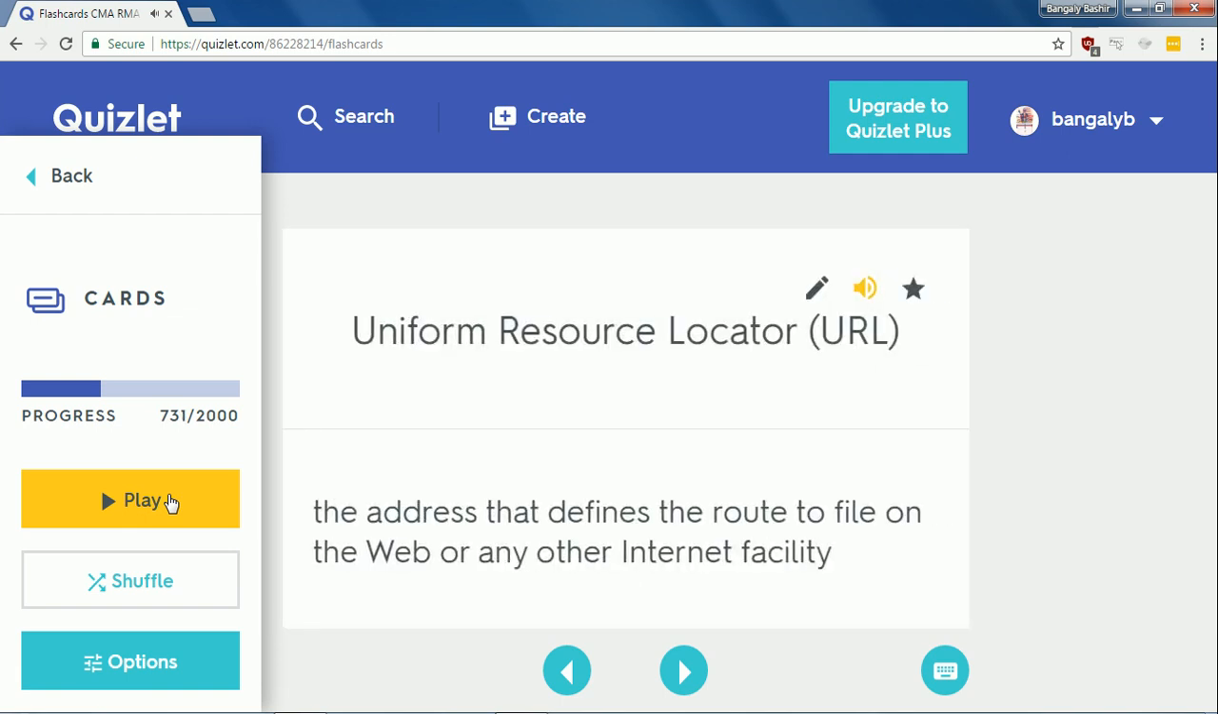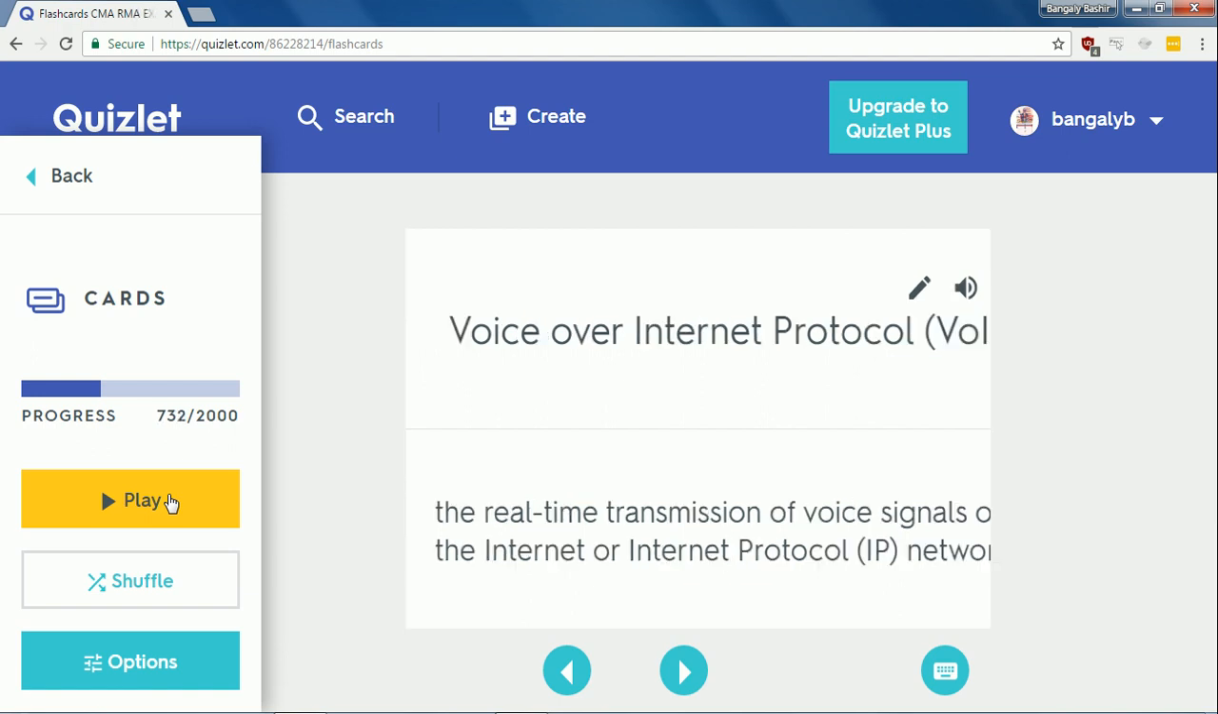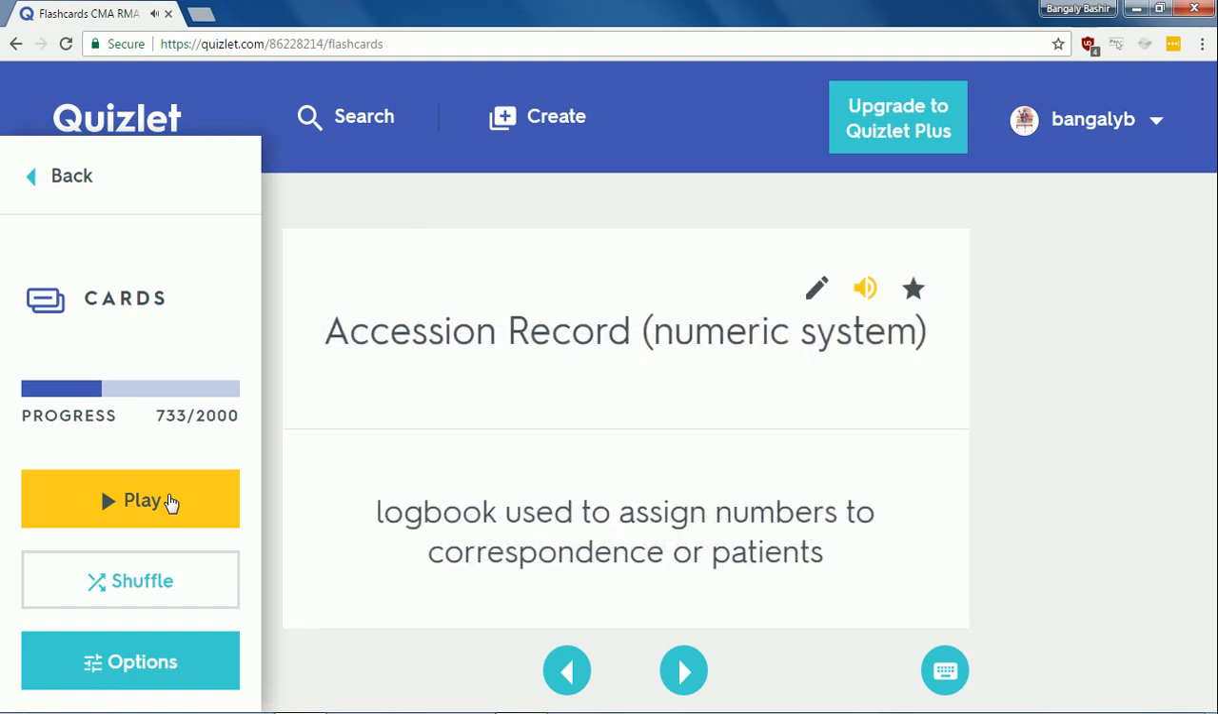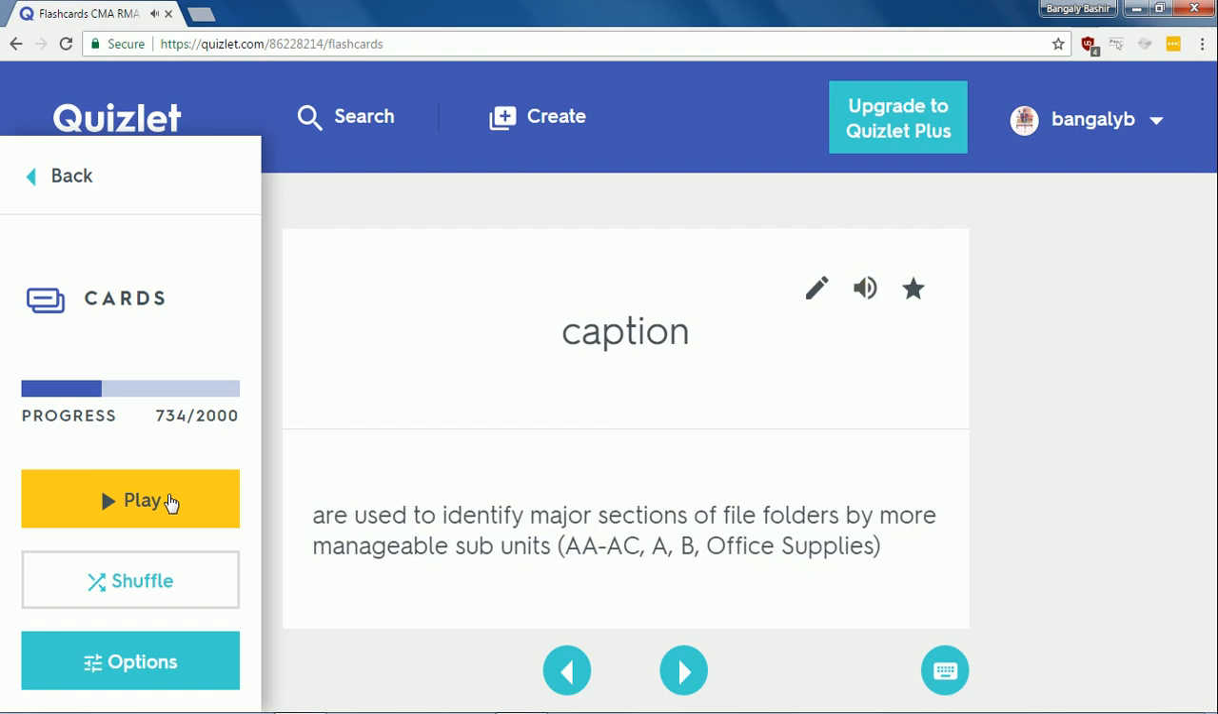Uniform Resource Locator. The address that defines the route to a file on the web or any other internet facility. Voice over Internet Protocol. The real-time transmission of voice signals over the Internet or Internet Protocol network. Accession record. Logbook used to assign numbers to correspondents or patients. Caption. Used to identify major sections of file folders by more manageable subunits.